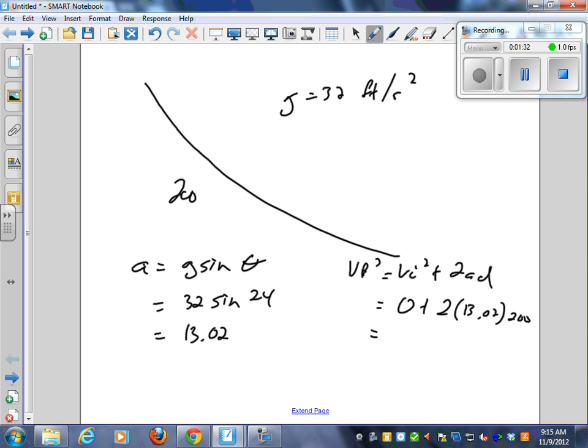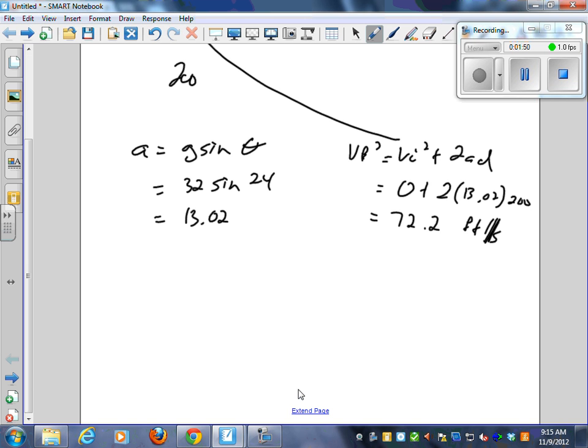And I get 72.2 feet per second. That's pretty fast, isn't it? I don't know how to convert that to anything, but I know that it's fast. 72 feet per second. Okay, now if we want to know the range, the horizontal distance, I've got to know how fast it's going, right?